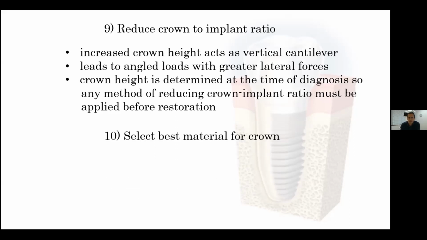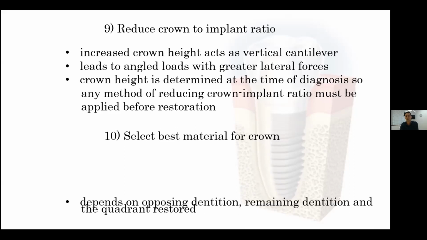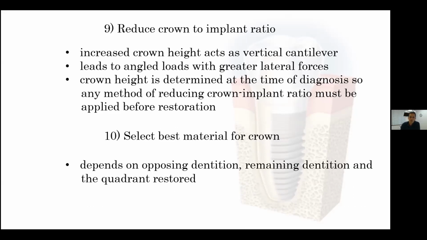You must select the best material for the crown that you're going to choose. Now, this isn't a lecture about material, so I'm not going to get heavily into this. But we have to look at what the opposing dentition is. What is the material? What is the neighboring dentition of the implant in the quadrant that we are restoring? And just remember that you have different materials.